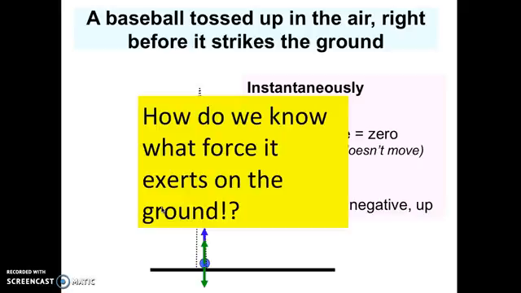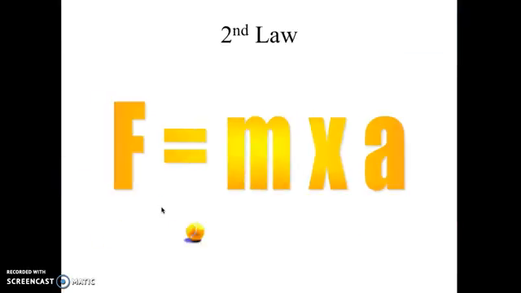But how do we know what force the ball exerts on the ground? Because obviously the force it exerts is quite important. If that was a window instead of the floor, how would we know if it would break the window? That is Newton's second law. So Newton's second law said that force is equal to mass times acceleration.